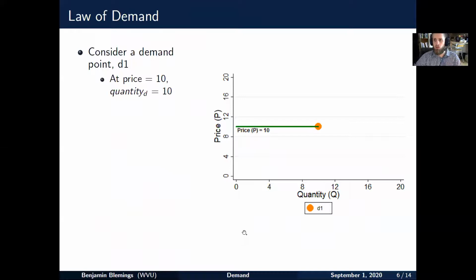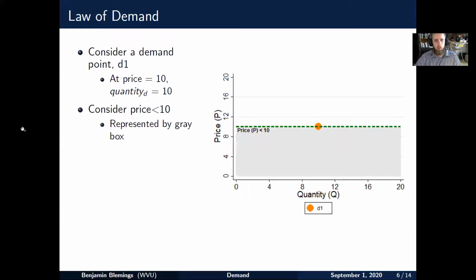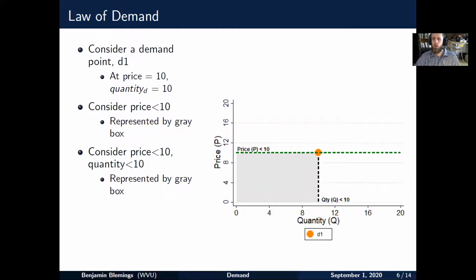So I want to drill in more deeply and give you an illustration of what the law of demand looks like. Let's consider a point on a demand curve: at price equals 10, right here, the quantity demanded also equals 10. So this is a point on our hypothetical demand curve. Let's consider all prices less than 10, and then further divide to quantities less than 10 too. It's represented by this gray box here.